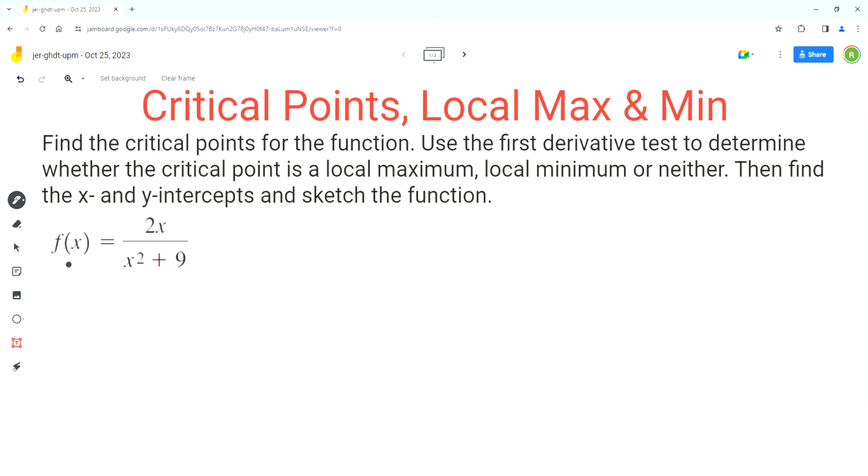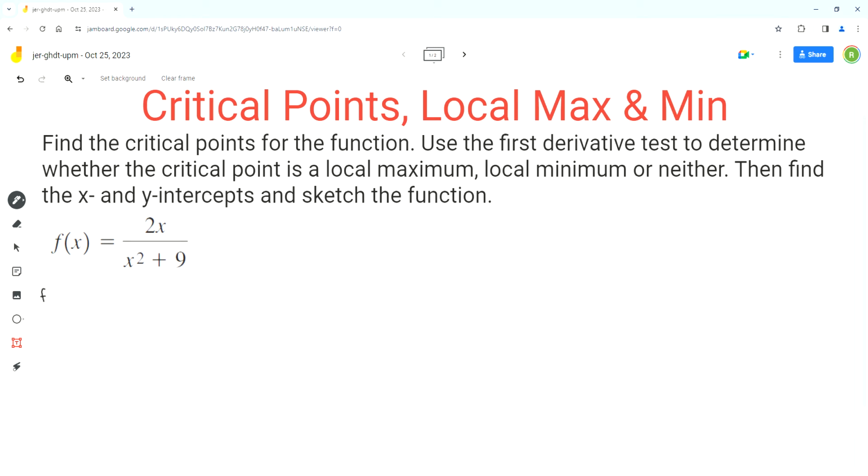Now the given function is f of x equals 2x over x squared plus 9. First we have to find the critical points, and critical points are points at which the derivative of the function is equal to 0 or undefined. So the first step here is to find the derivative of this function. Now this is a rational function, so we should use the quotient rule to find its derivative.